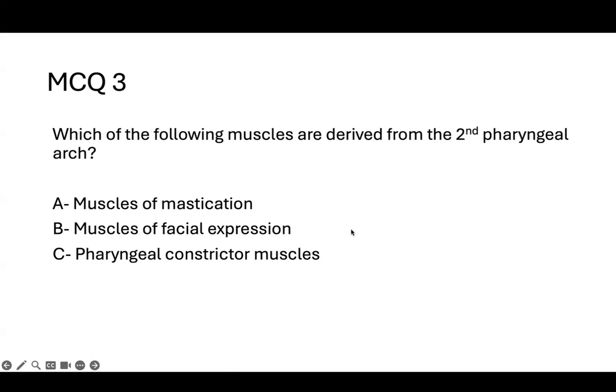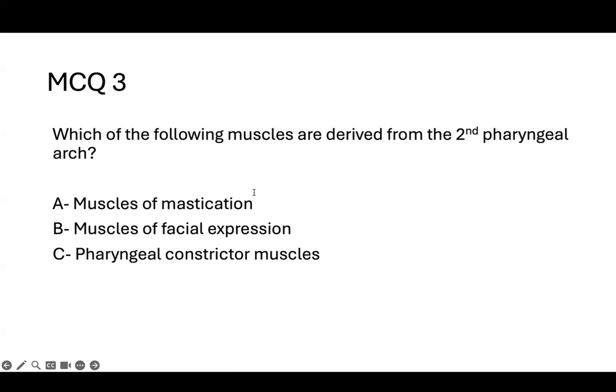Okay. Which of the following muscles? Again, this is a very typical question that you can anticipate as one of your niche MCQs. And appreciate I've just given you the table. Also, pharyngeal arches and branchial arches are synonymous.